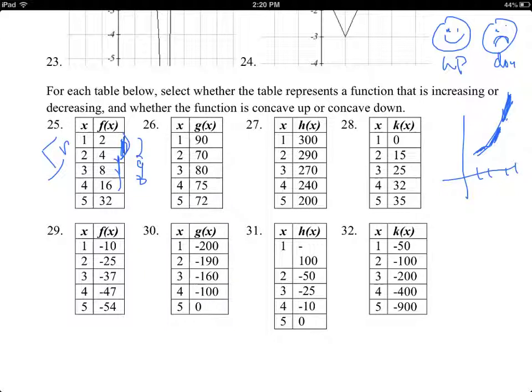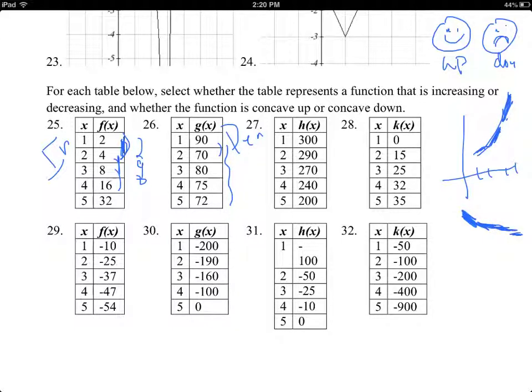Look at this one now. Is it increasing or decreasing? Decreasing. And now what's happening to the change? It's decreasing, so that's a change of 20. Then it's a change of 10, only 10. Then it's a change of 5. And then 3.